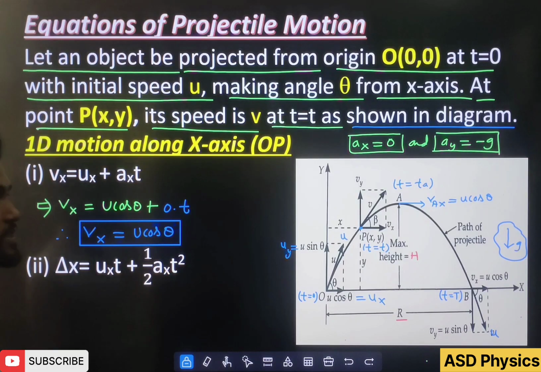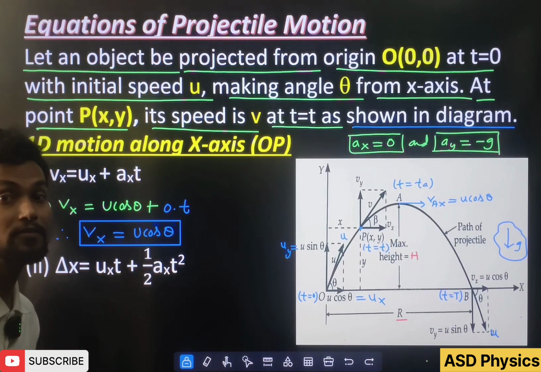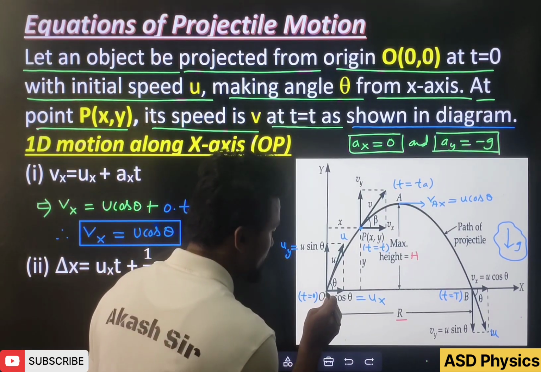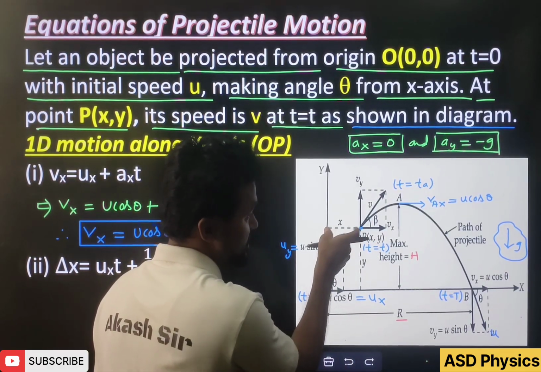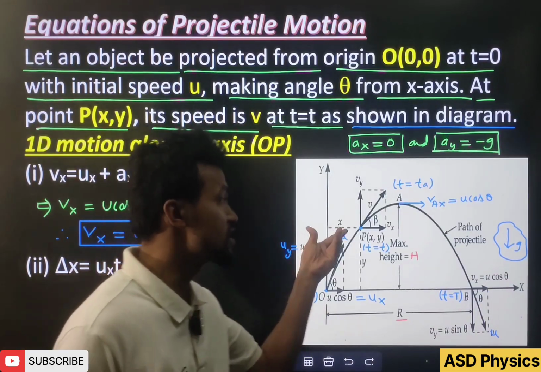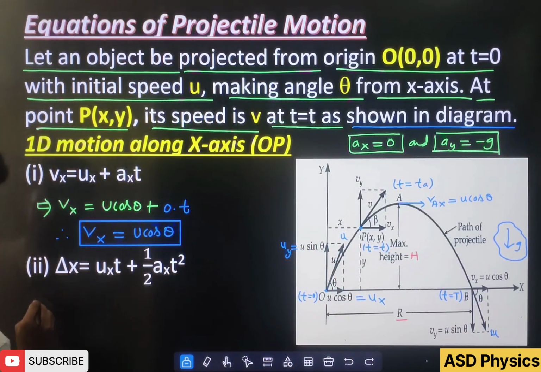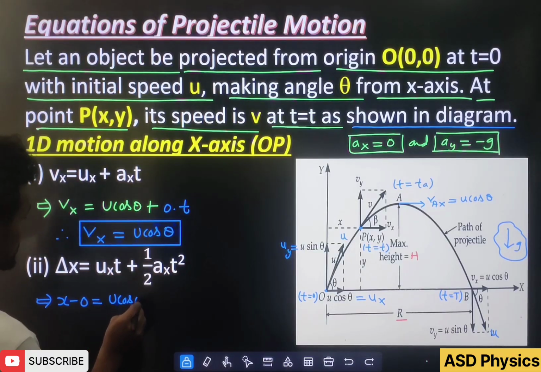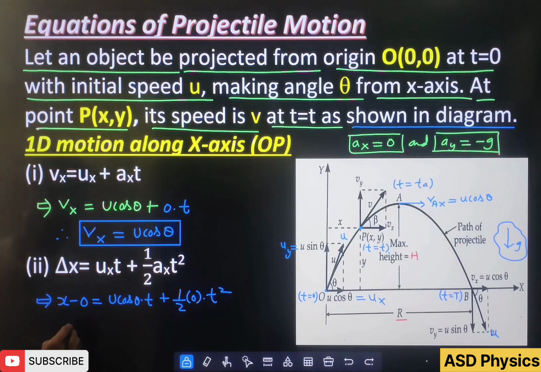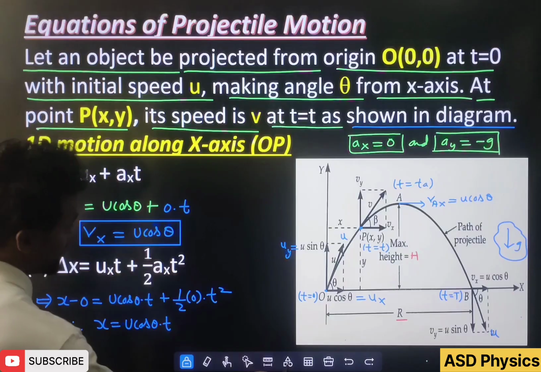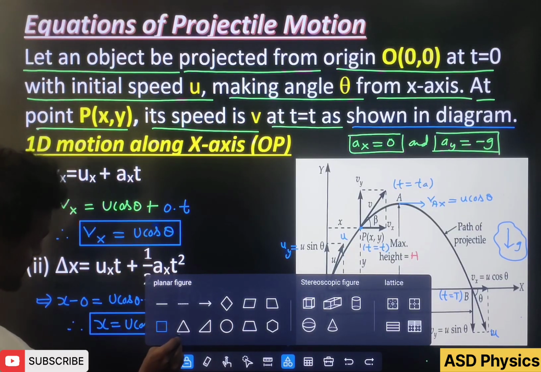After that, if we talk about the second equation, delta x equal to uxt plus half axt square. Here the initial x coordinate is 0, and the final x coordinate is x, that means along the horizontal direction it is traveling x distance. So horizontal final position x, initial position origin means 0, is equal to ux, that is u cos theta t, plus half ax, which is 0 because no air resistance. That means I can write x equal to u cos theta t. Very basic equation, remember that.